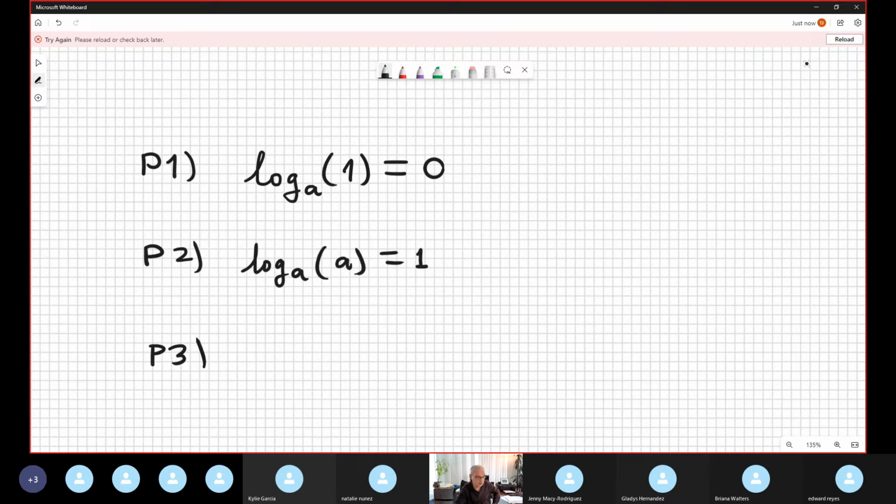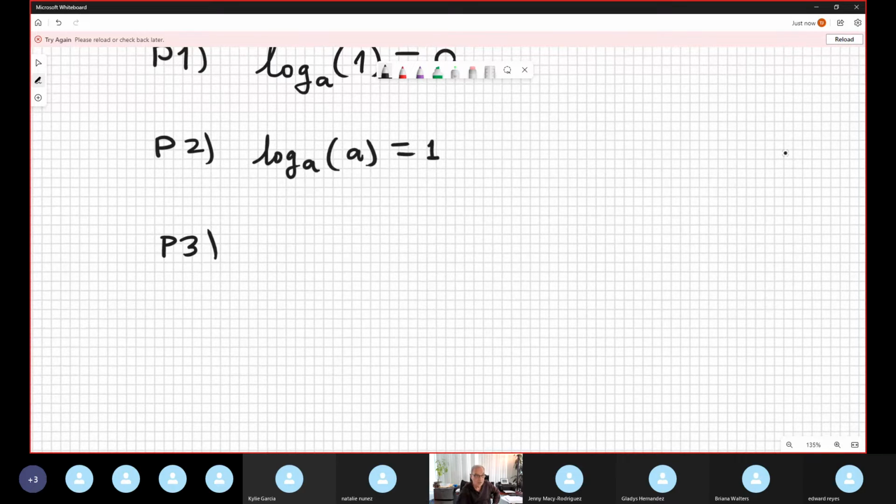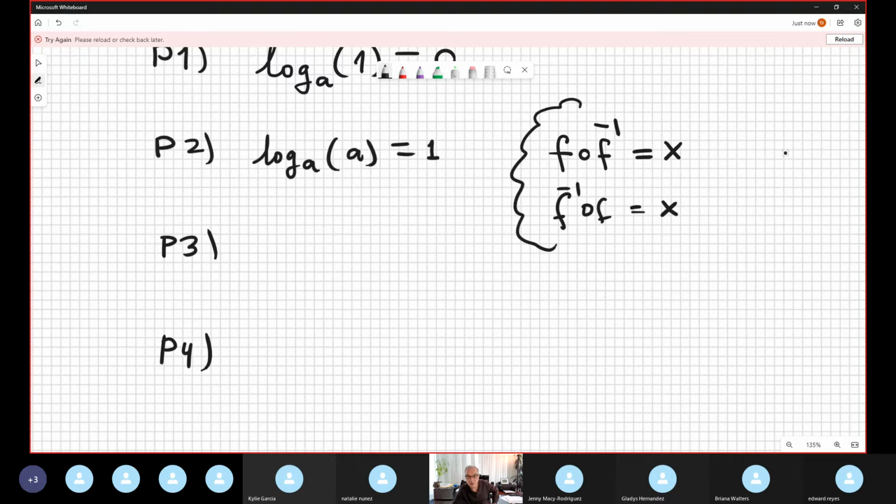Okay. Property number 3, a little bit more confusing. Properties 3 and 4 are a couple of properties with somehow similar ideas. This is the composition. Remember, I suppose you remember this idea: any function composed with its inverse gives you the identity, or the inverse composed with f gives you the identity.